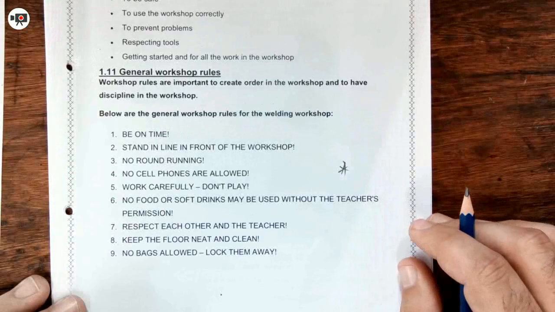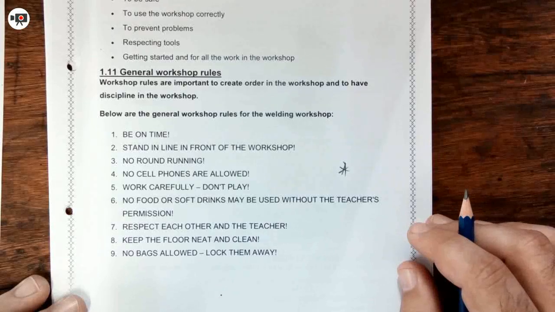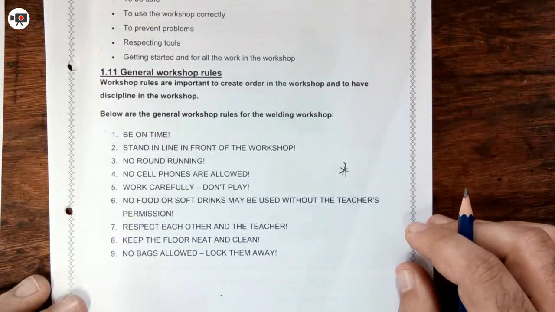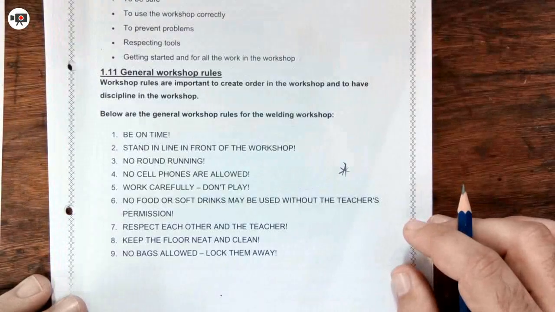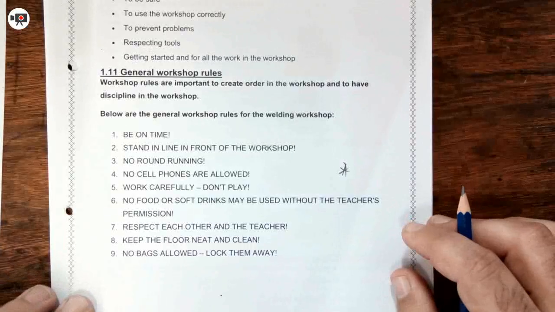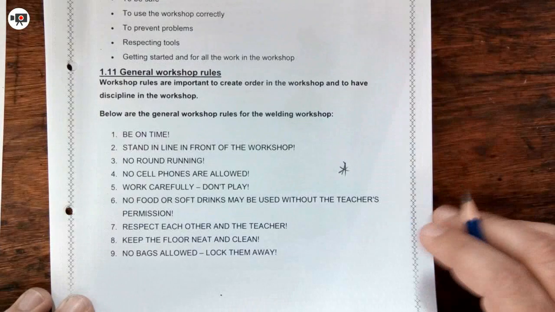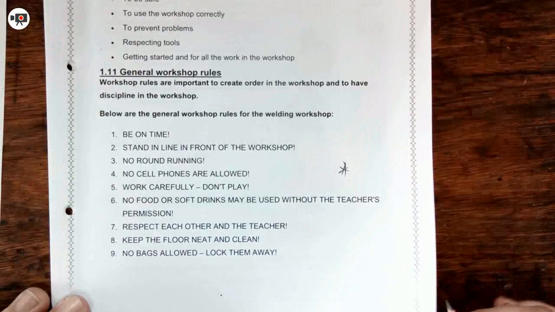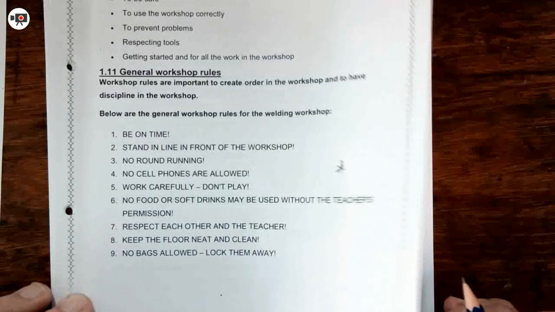Number 4, no cell phones are allowed. Number 5, work carefully and don't play. Number 6, no food or soft drinks may be used without the teacher's permission. Number 7, respect each other and the teacher. Number 8, keep the floor neat and clean. And then number 9, no bags allowed, lock them away.